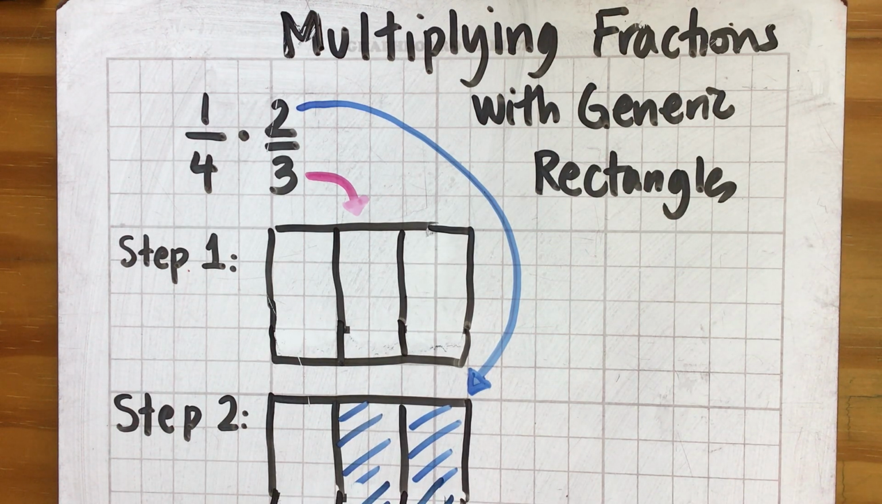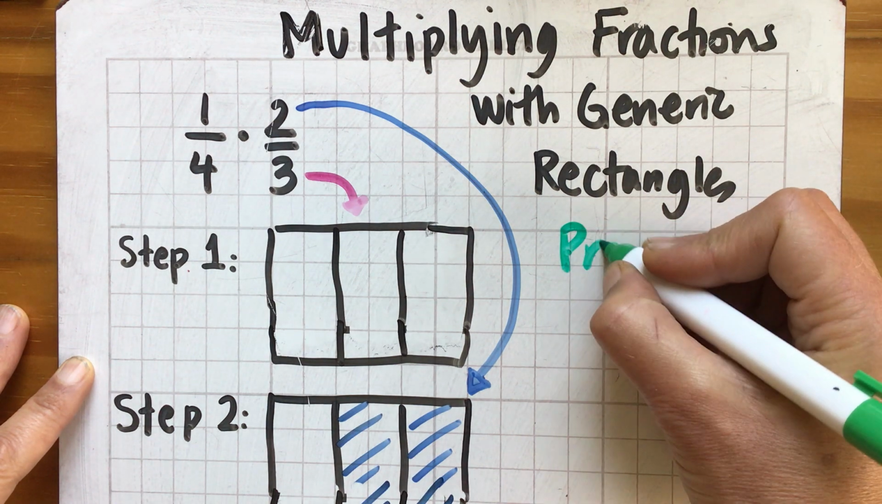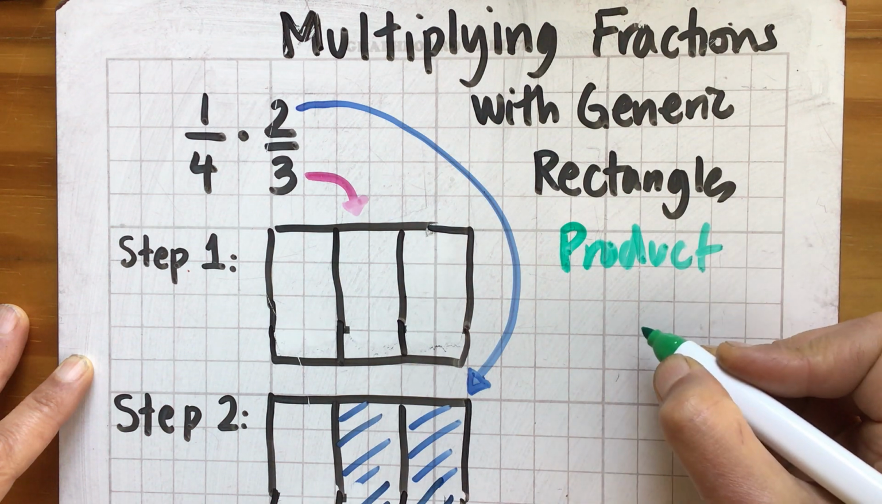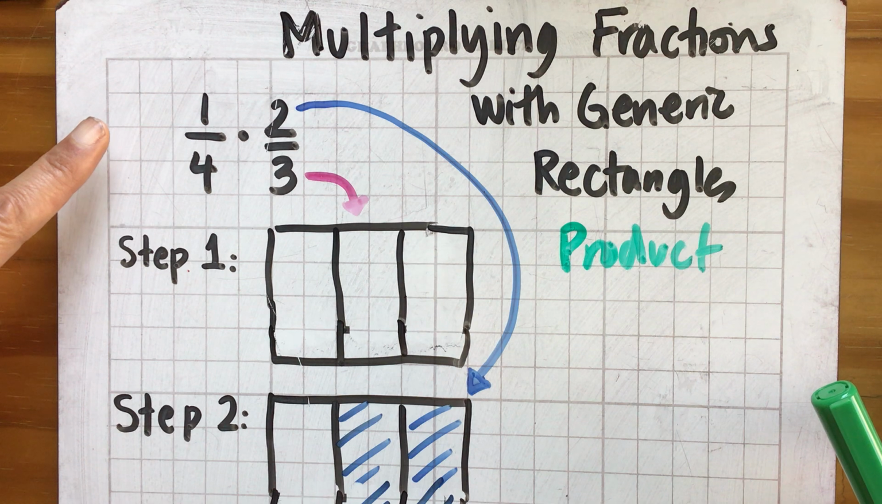This is an introduction to multiplying fractions with generic rectangles. Just to remind you that the answer to a multiplication problem is called a product. So you might be hearing that word. So product is just the answer to a multiplication question. So here we are, we're looking at 1/4 times 2/3.